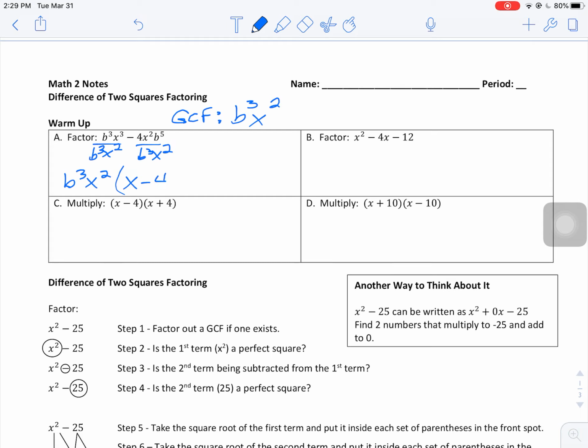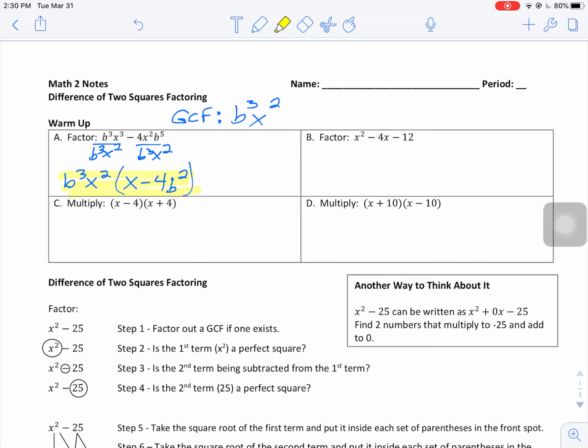In the second term, drag down the negative 4, and then careful, the x's and the b's don't line up, so make sure you're doing x squared divided by x squared, which cancels out to 1, and then b to the fifth divided by b to the third, you have to subtract your exponents. So 5 minus 3 is 2, so b squared. So then that would be your answer.